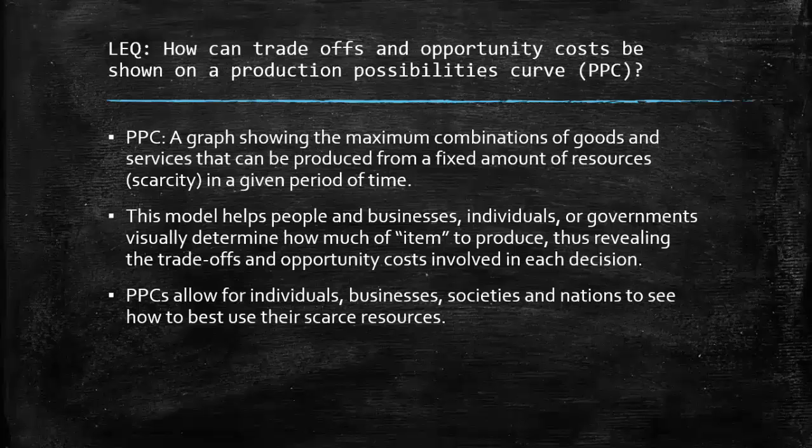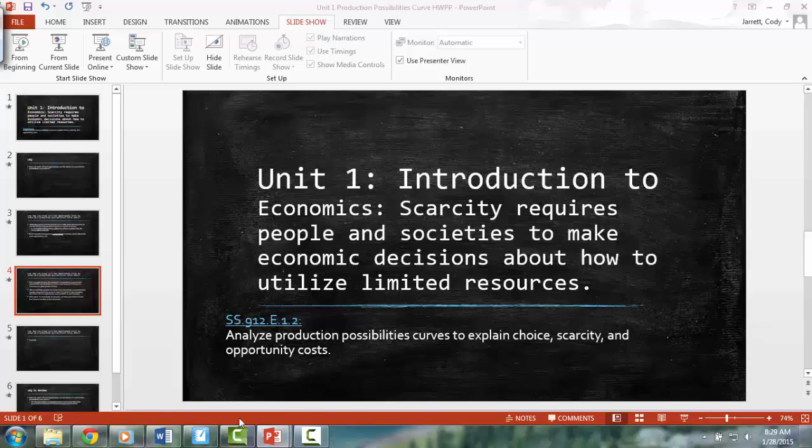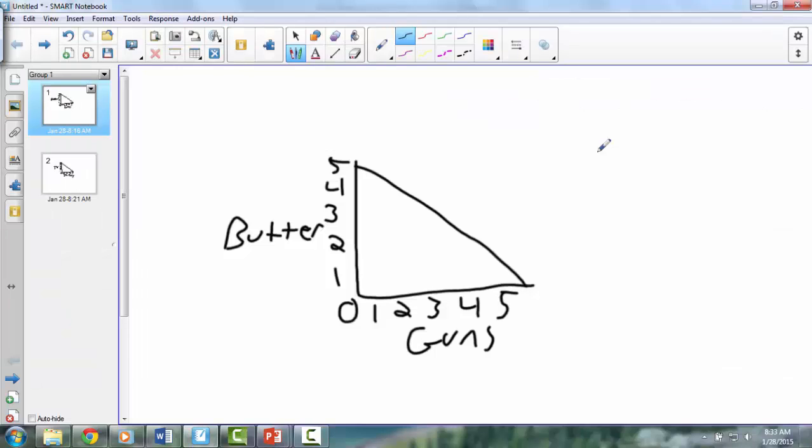All right, so let's actually see what it looks like. Okay, so let's take a look at this example. Now, what you see here is what a PPC looks like. It is a very simple graph. Now, you are looking at the axes right now, the labels, guns and butter.